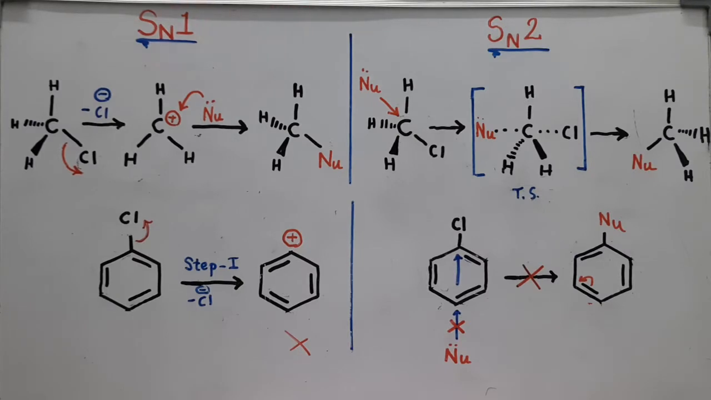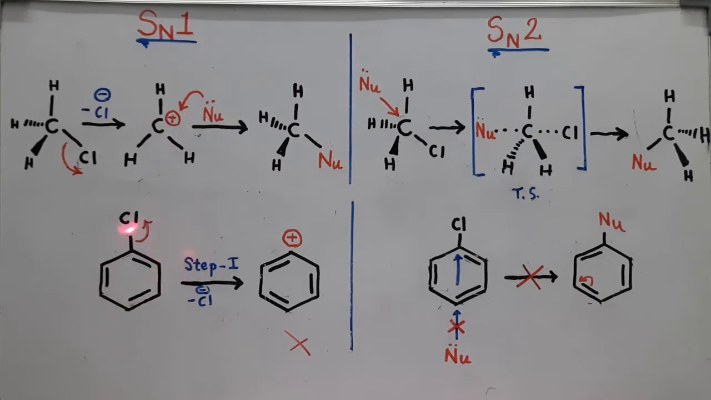Starting with the SN1 mechanism for methyl chloride, we know that it is a two-step mechanism. In the first step, the leaving group, that is chloride ion, is removed to produce a carbocation. And in the next step, the nucleophile will attack the carbocation to complete the reaction.